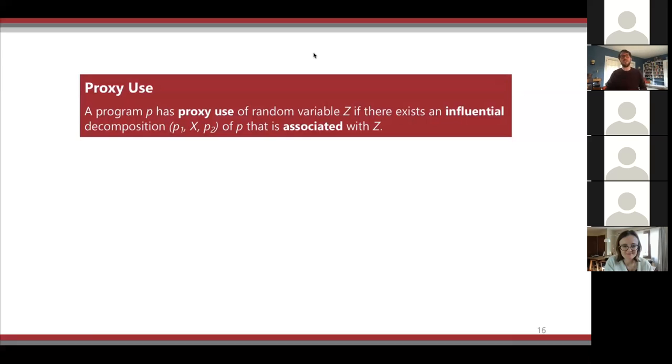So then our program has proxy use of some random variable Z if there exists an influential decomposition of it, and the subcomputation P1 is a proxy for Z, or it's associated with Z.